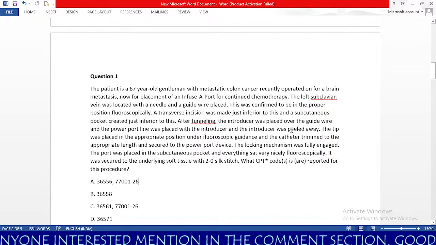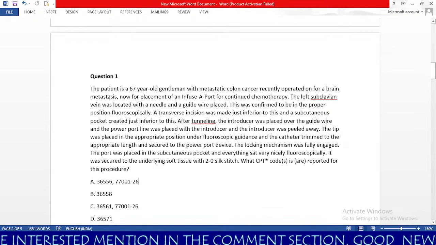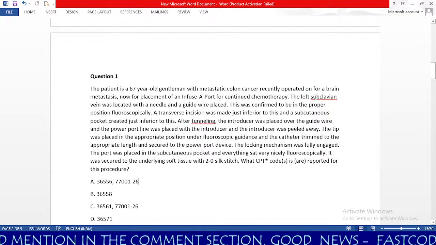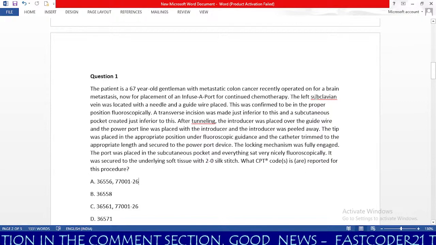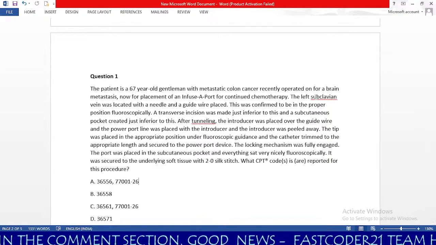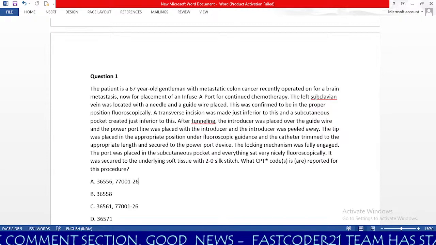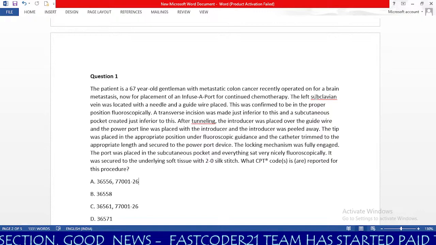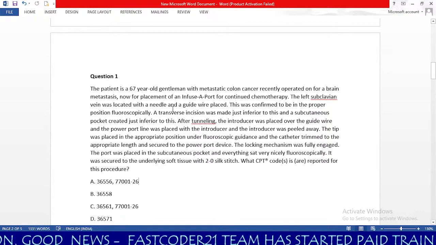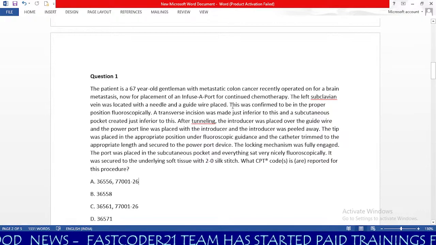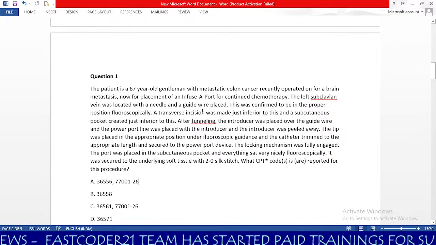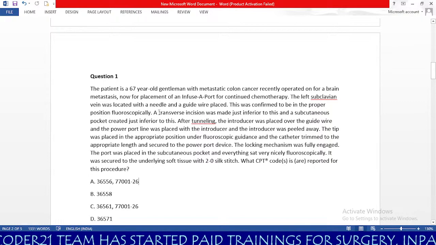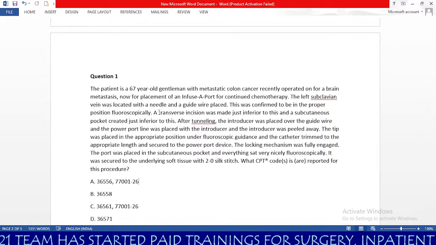Now he is going to tell the procedure. The left subclavian vein. Whenever you see subclavian vein, you need to think that it is a central procedure, like we have central vascular system and peripheral vascular system. Subclavian vein comes under central vein, located with the needle and guide wire was placed. This was confirmed to be in the proper position fluoroscopically. So here the physician has used fluoroscopy also in order to place properly.